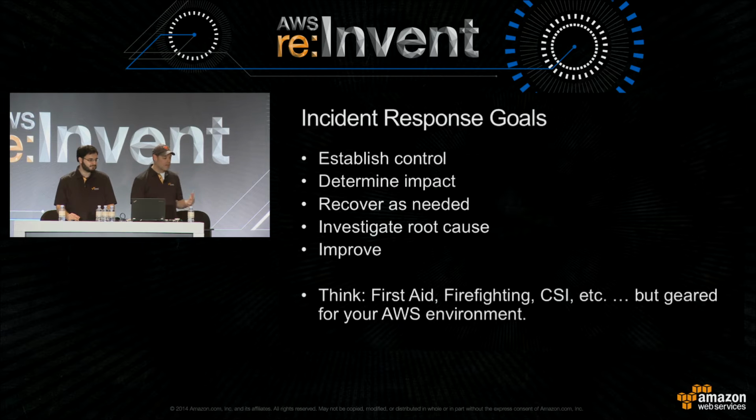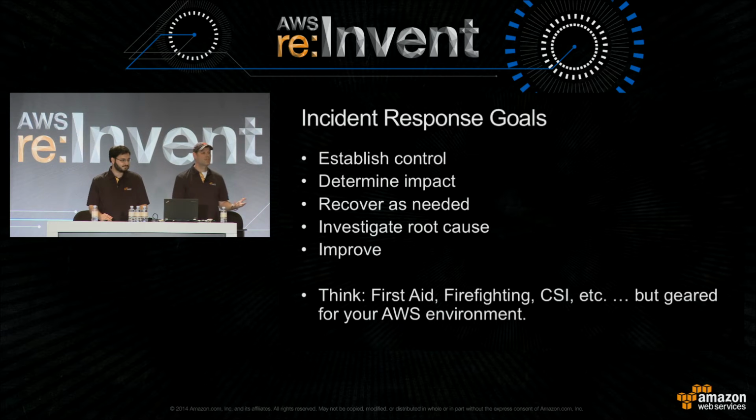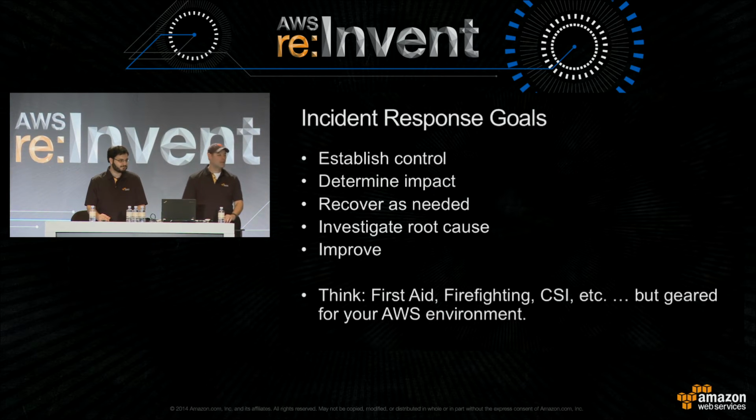So when we're talking about incident response, we usually have a number of different goals that we're trying to achieve in the process of responding to an incident. We want to establish control, then determine what impact that particular incident has. We want to recover, get back to a known good state. We want to investigate the root cause of that, and ideally we want to learn from that and go forward. You want to think about first aid or firefighting or crime scene investigation, but we're going to gear that towards Amazon Web Services today.